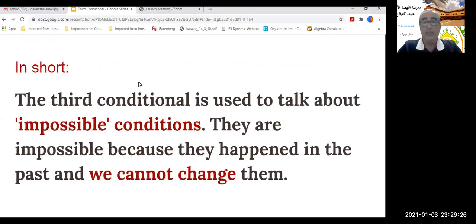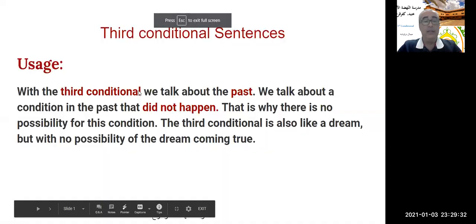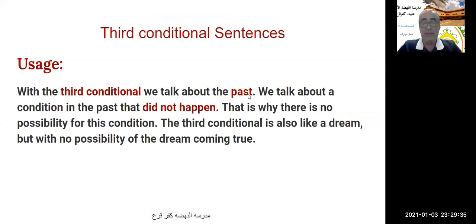Hi everyone, today we are going to be talking about the third conditional sentences in English. In the third conditional, we talk about the past. We talk about a condition in the past that did not happen. Okay? This is important to remember. The condition did not happen.